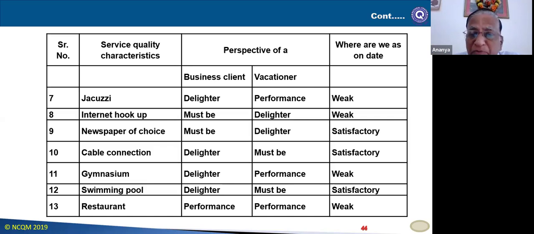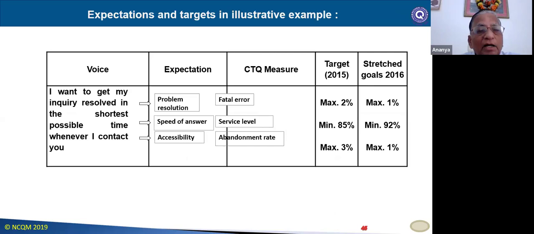So not required. Newspaper choice. Yes, it is a must for a business fellow, but for a vacationer, okay, if he gets it fine, so what difference does it make. A delighter, I never thought I would get this here. Cable connection, yes, to watch a movie it is a must for a vacation, but the business person has no time, if he gets it, fine. So like that you can keep on adding and putting into classification. Is it a delighter, is it a must, or is it a destroyer, and accordingly do that. Okay, yeah. So these are all the things.